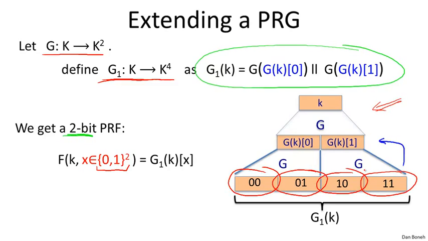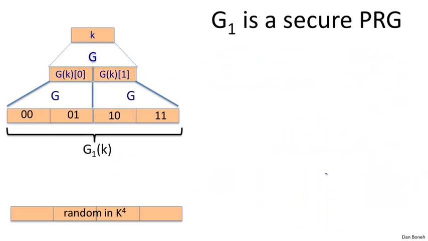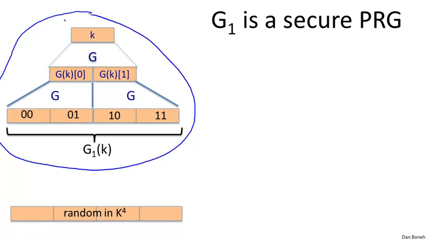So the question you should be asking me is, why is this G1 of k secure? Why is it a secure PRG? That is, why is this quadruple of outputs indistinguishable from random? Let's do a quick proof of this. We'll just do a simple proof by pictures. So here's our generator that we want to prove is secure. What that means is we want to argue that this distribution is indistinguishable from a random 4-tuple in K to the 4th. Our goal is to prove that these 2 are indistinguishable.